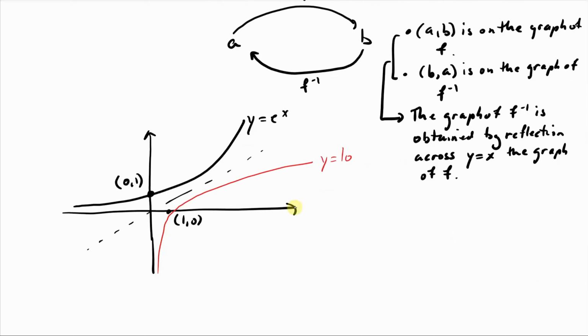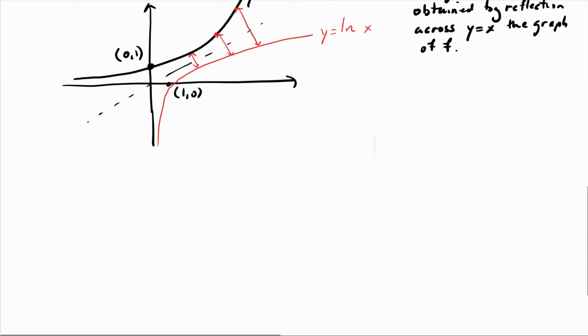So this is y equals, so this is the inverse of, actually it's ln of x, log base e. Okay, so each point here is obtained by reflecting it across the line y equals x. You can even reflect the asymptote. If you reflect the asymptote of the exponential function, you get the y-axis.